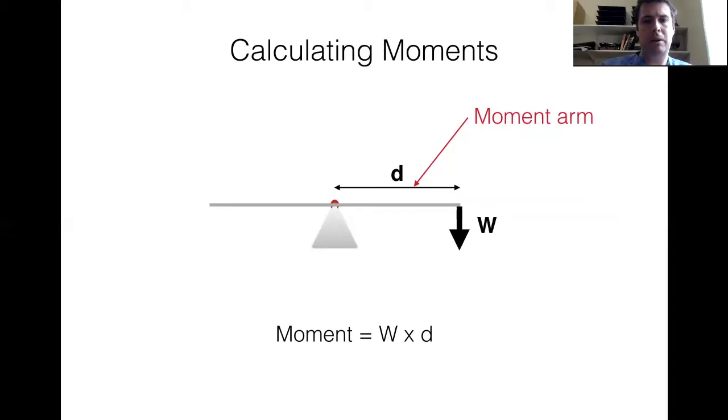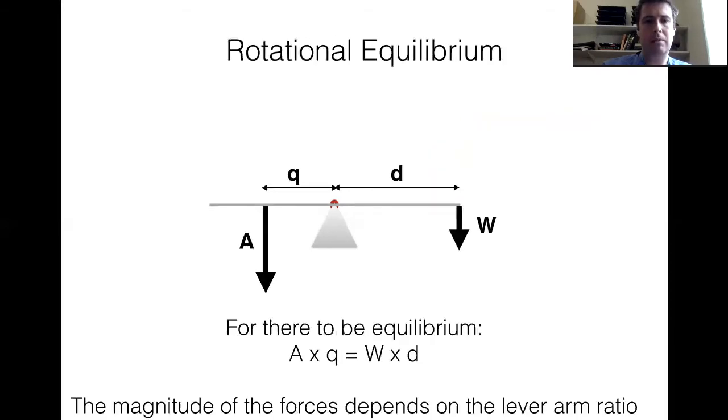Now, if we apply force W in this system, it will result in some rotation of the system about that hinge. But what if we want to maintain a static situation? So we want to maintain equilibrium. So if we now look at maintaining what we call rotational equilibrium, we have to apply a second force in a counterclockwise direction around that pivot point.